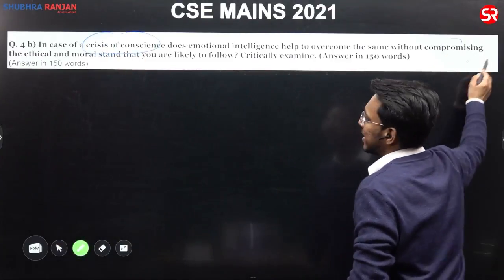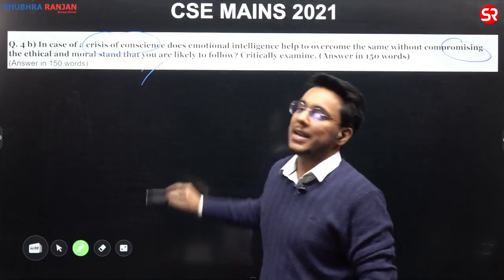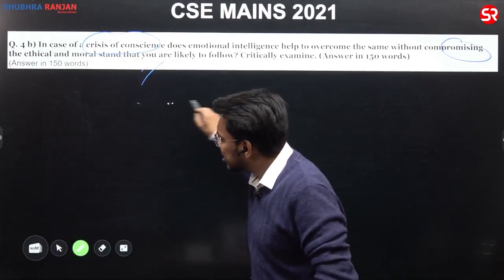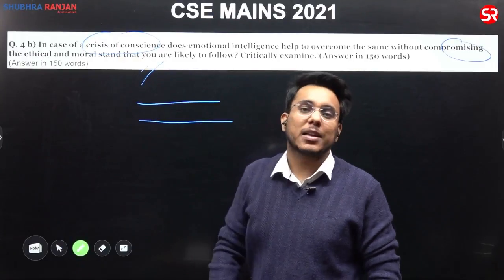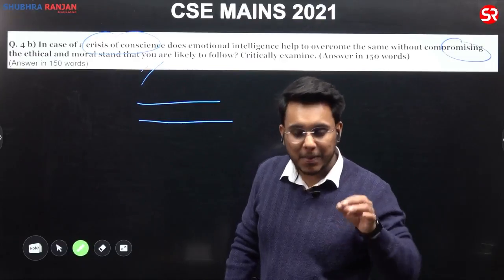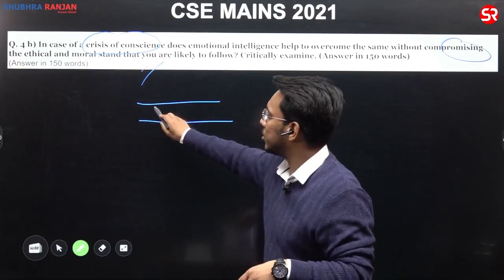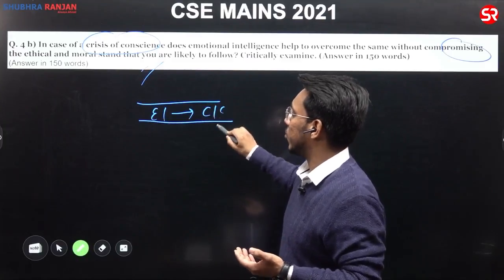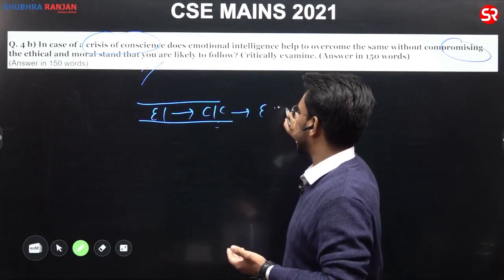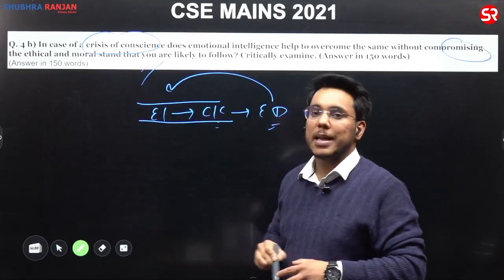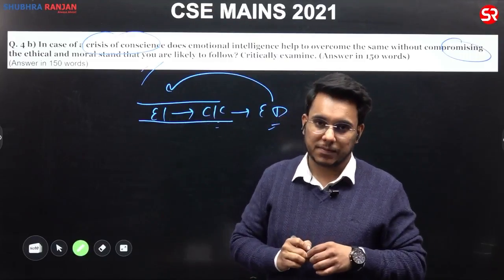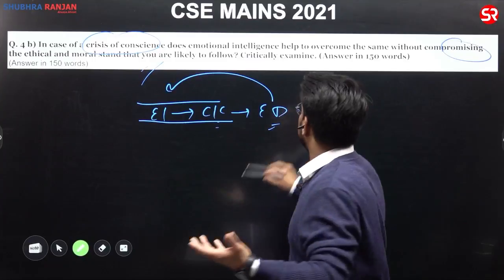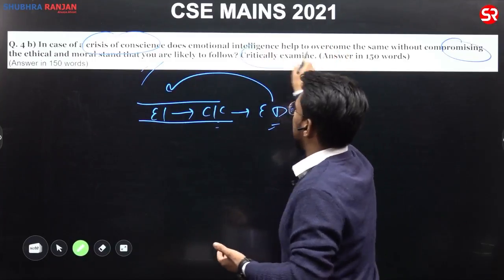And without compromising on ethical and moral standards, you can take decisions. In a nutshell, in simple words, the question is asking how emotional intelligence can help you in resolving the crisis of conscience, and how you can take ethical decisions if you are an emotionally intelligent person. But the word is "critically examine".